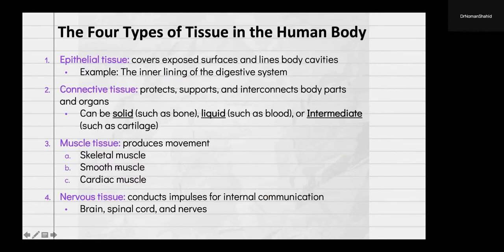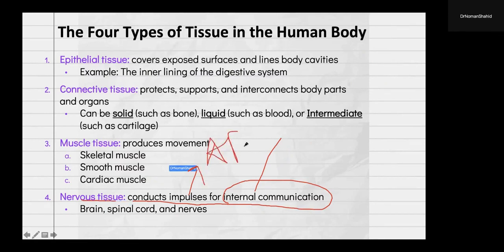Okay, and then we have nervous tissue. Nervous tissue conducts impulses for internal communication. Which internal communication? Internal communication of the body. How does it conduct the impulses? With the help of action potential and resting membrane potential. And then we have impulse, synapse, axon, dendrons, sensory nerves, neurons.